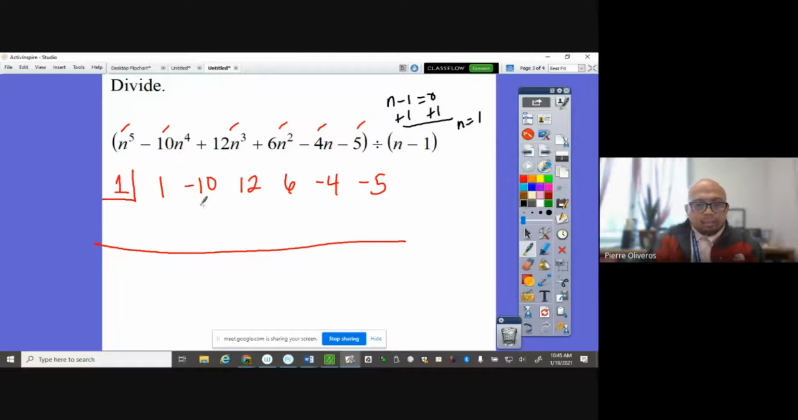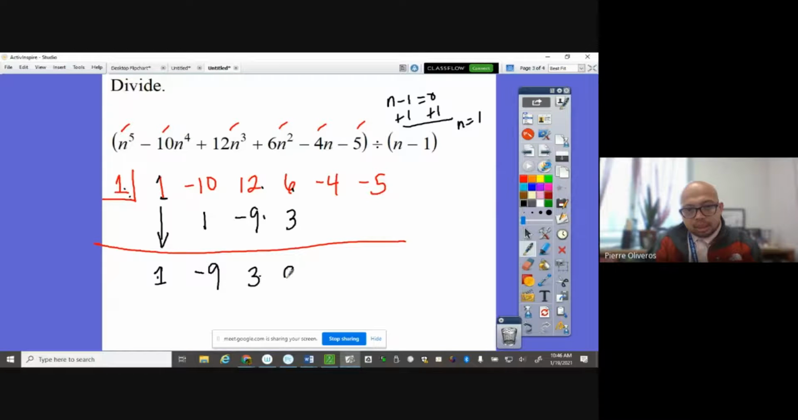And the first step after that is you're going to drop that first coefficient there, 1, and multiply 1 by 1. You get the next number for the next row will be 1. Add them will give you negative 9. Multiply negative 9 to the number in the box. That will give you negative 9 here. And add them. 12 plus negative 9, 12 minus 9 basically is 3. 3 times 1 is 3.